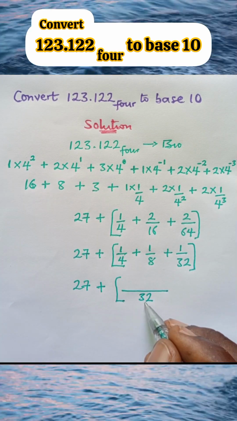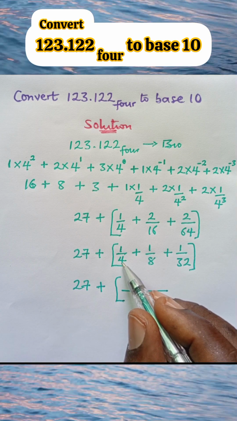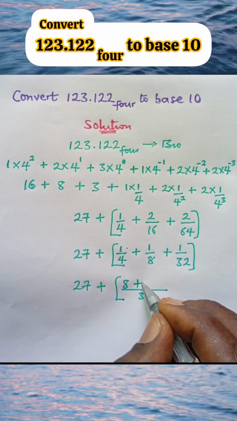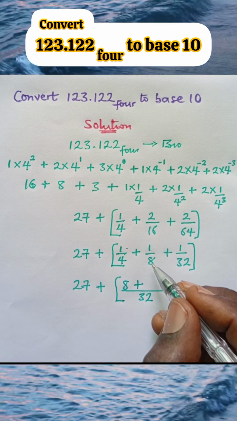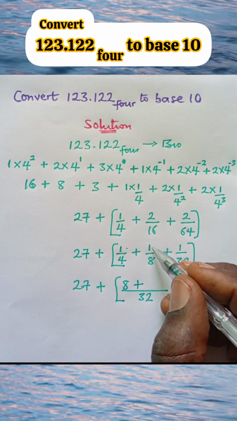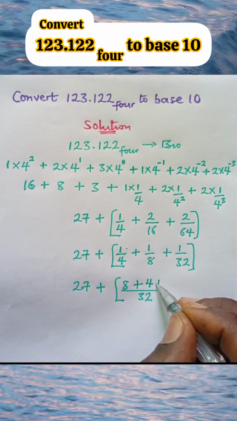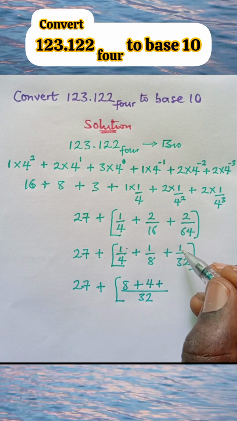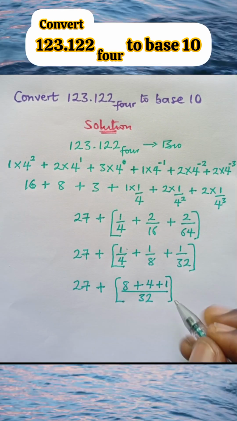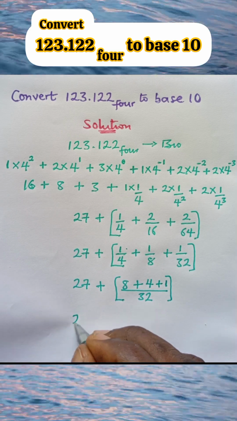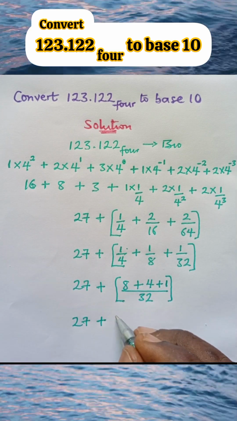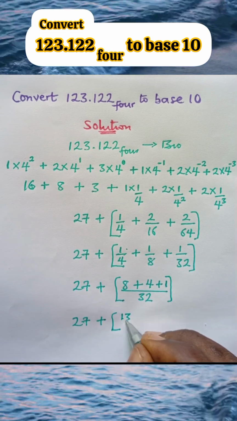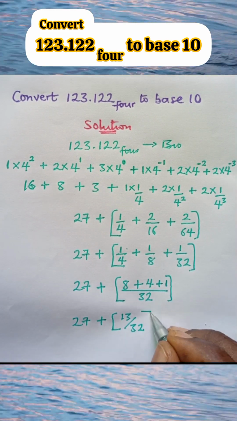Now the LCM, which is 32, divided by 4 is 8. Use the 8 to multiply 1 and we have it as 8, plus 32 divided by 8 is 4. Use the 4 to multiply 1, you have what? 4. Then plus 32 divided by 32 is 1. Use the 1 to multiply this one, it gives you 1, close bracket. Now we have 27 plus, when you sum up the numerator together, it gives you what? This plus this plus this gives you 13 all over 32.